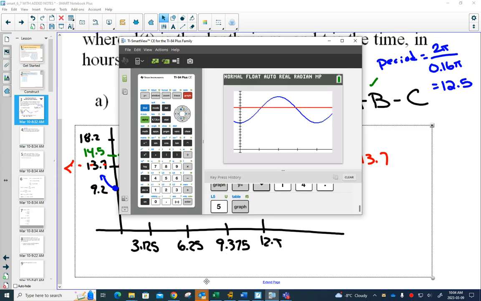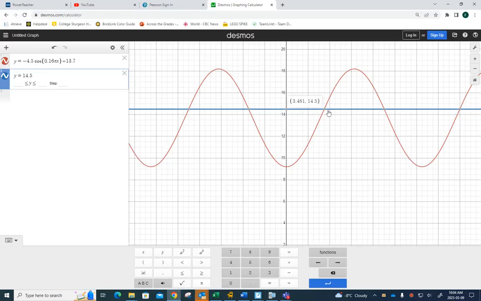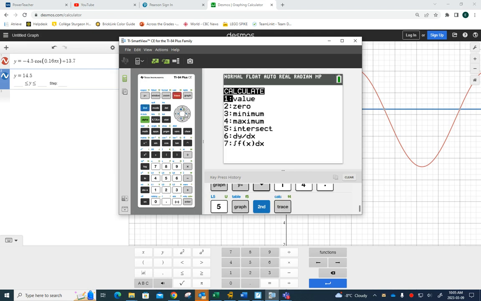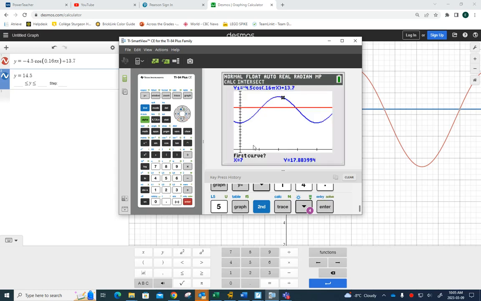Now, the nice thing about Desmos is you could just hover over these points to find the answers. On the graphing calculator, you have to calculate where they intersect, and that can be done by pushing the second button, and above the trace button it says calculate, so second and trace. Number 5 is where they intersect. Push enter on the first curve, enter on the second curve, enter on the third curve, and here's the 9.02.